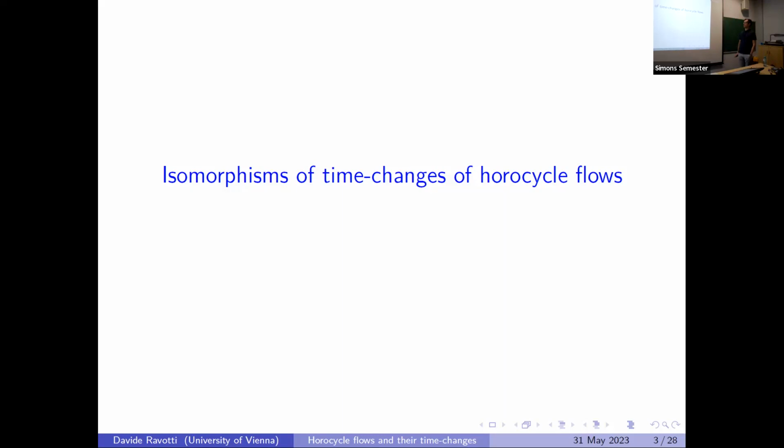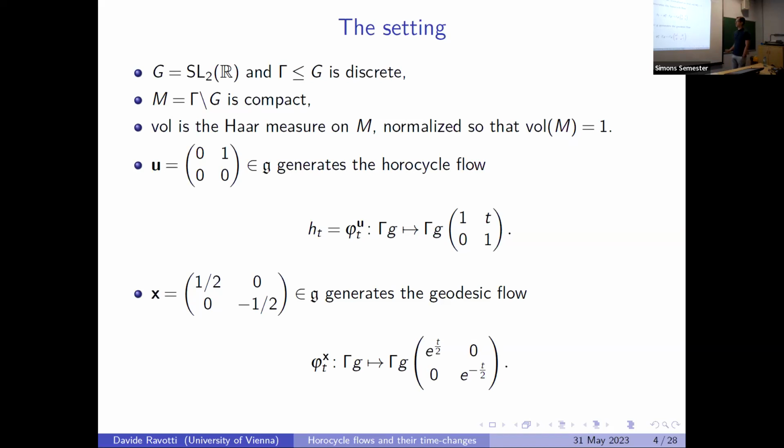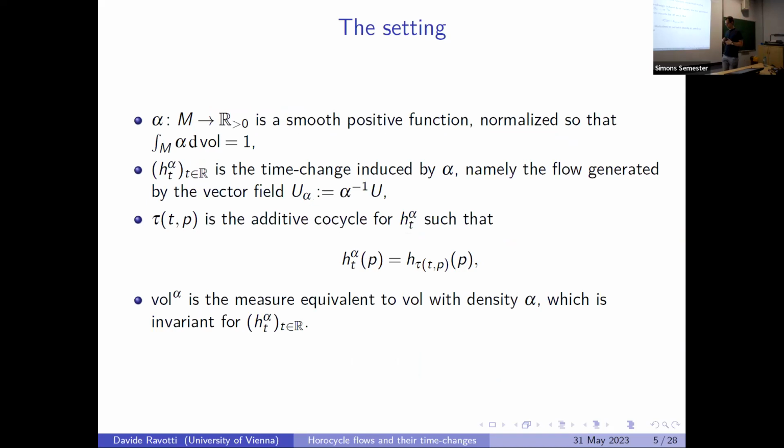And so today I want to continue the discussion that we started last time. Let me remind you what we were doing. We are in our preferred setting of compact quotients of SL2R. The Horocycle flow is our unperturbed, very nice homogeneous flow. And in the last few lectures, we started looking at some perturbations that you can do.